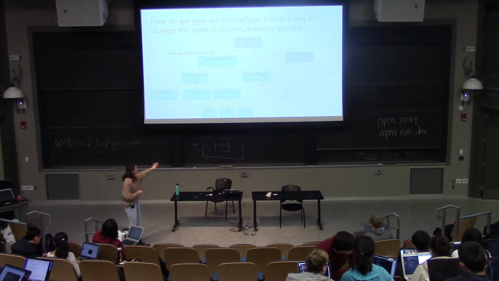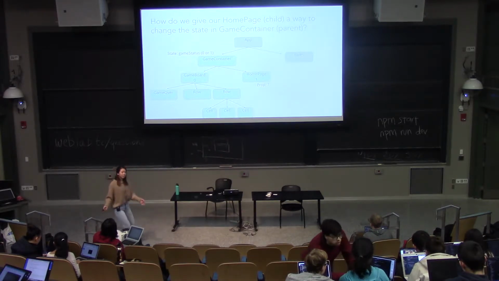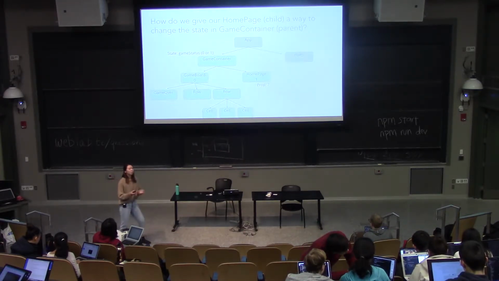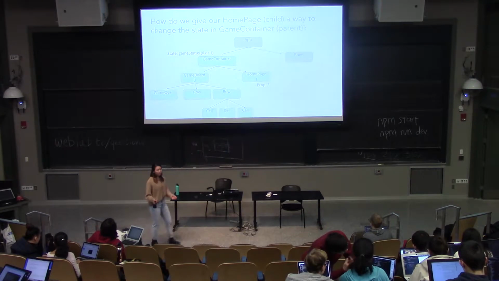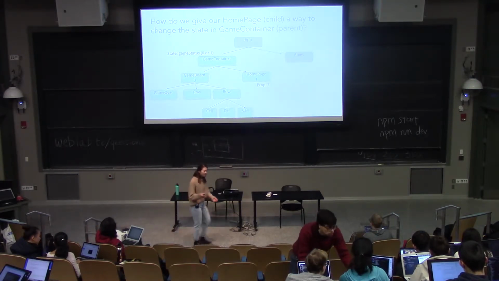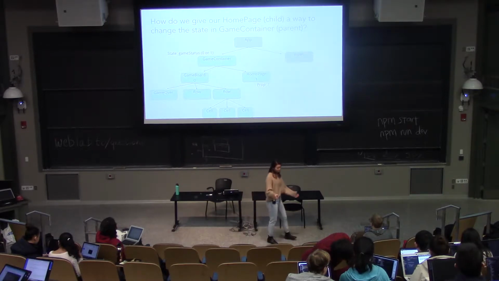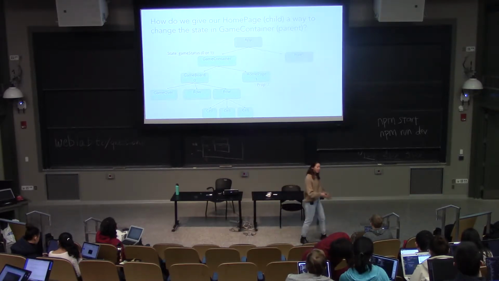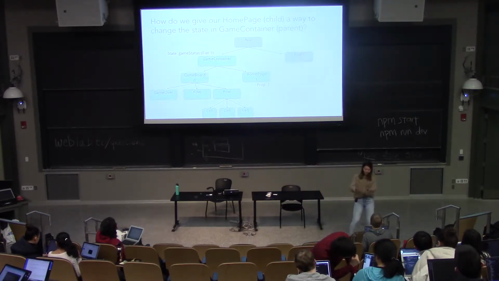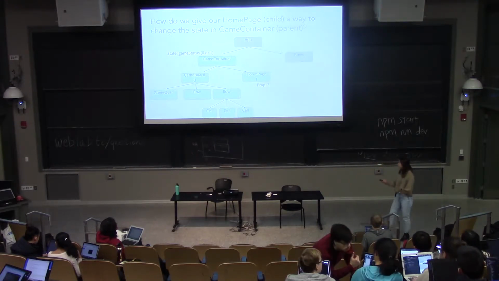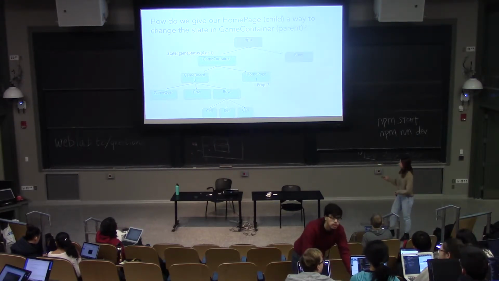Homepage is allowed to change its own state. But we can get around this by passing down a prop. If you remember in the carousel example, we passed down a function called change image to the arrow buttons. So we're going to do something similar here.